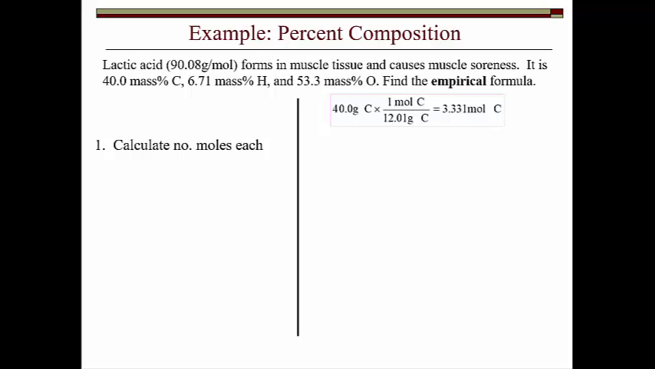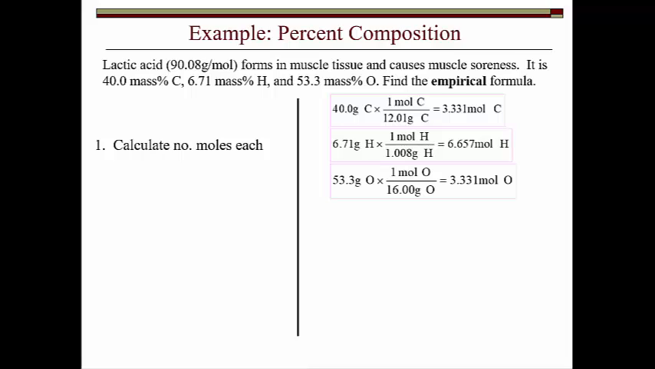So I can convert my 40 grams of carbon to moles of carbon. How much of it would be hydrogen? Again, 6.71 grams of the 100 grams would be hydrogen. Convert that to moles. And lastly, how about the oxygen? I'd have 53.3 grams of oxygen, and I'm going to convert that to moles.